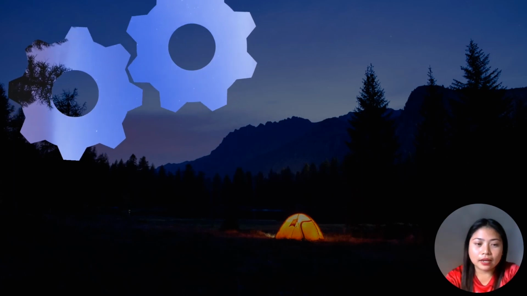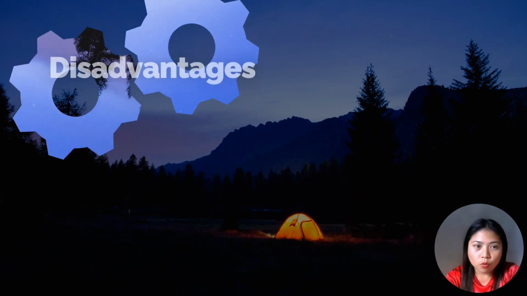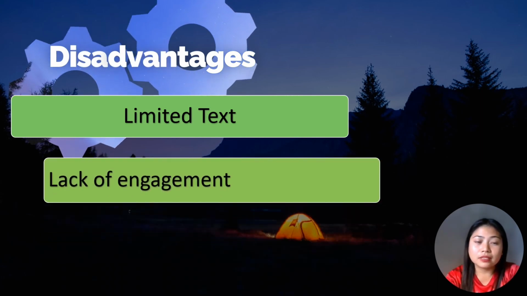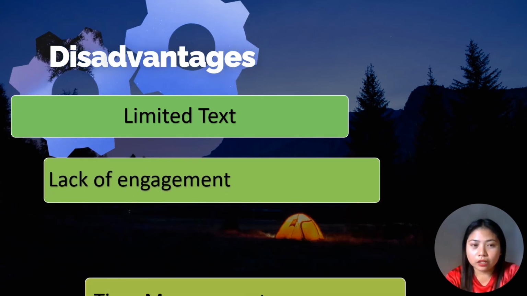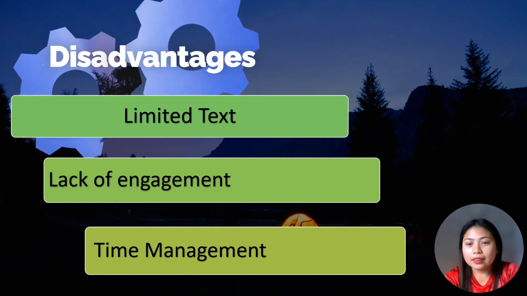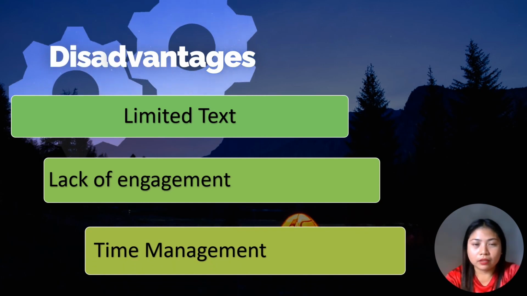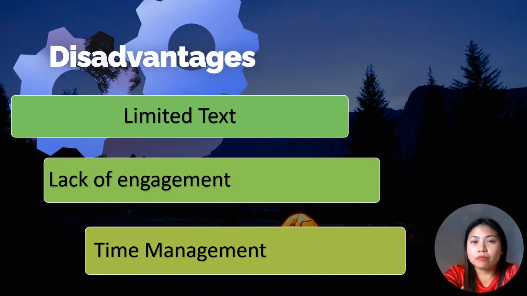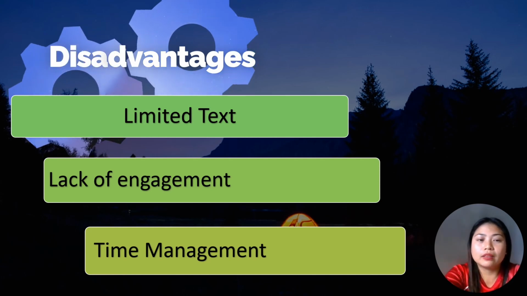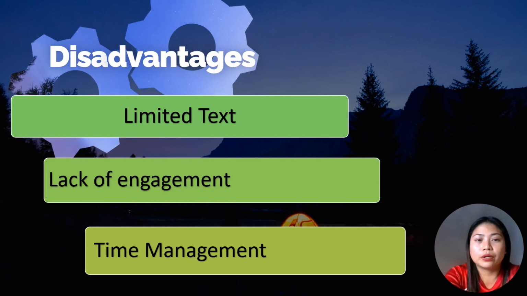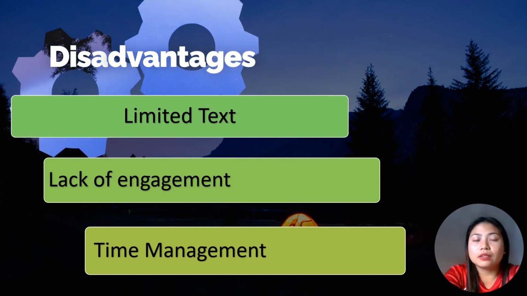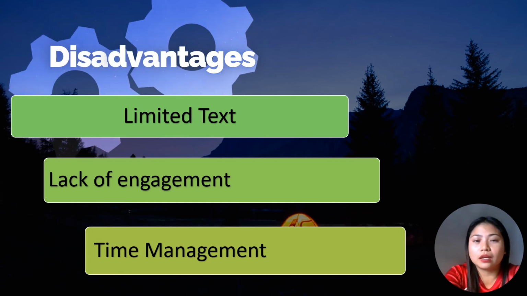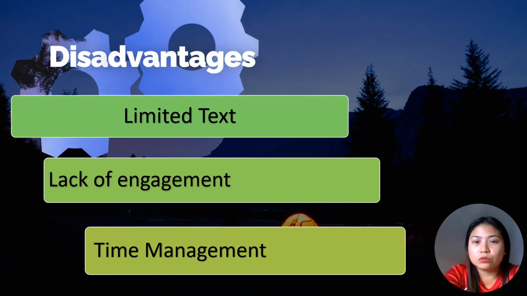These are the disadvantages of word sorting. The first one is limited context. The second one is lack of engagement. And the last one is time management. Word sort has limitations in terms of context, engagement, and time management for teachers. The isolated presentation of words can hinder students' understanding of real-life usage.